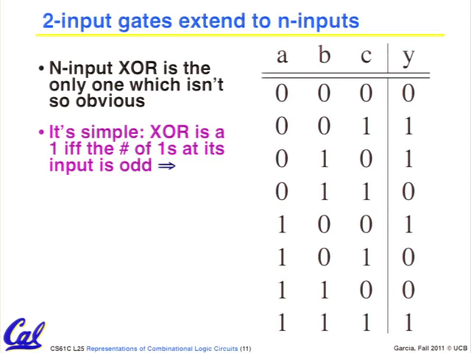See, 1, 1, and 1 for the 1 guy, and then only when it's 3 do you get a 1 again. Otherwise, it's a 0. Okay? So that's an n-input XOR, and now you can extend it to a 6-input XOR, and now it just makes sense. You do that.